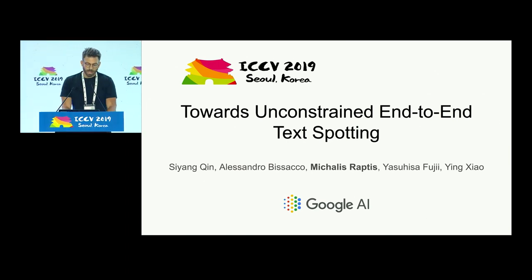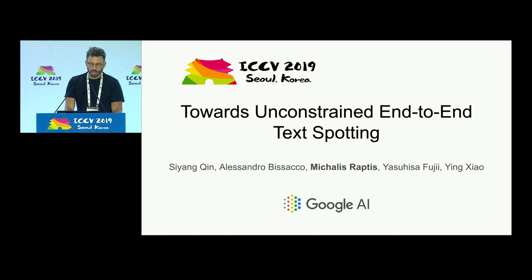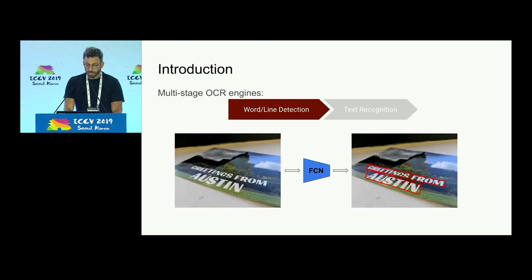Hey all, my name is Michalis Raptis, and I will present my team's work on end-to-end text recognition. We introduce a system that handles the challenges of arbitrary text orientation and curvature. At first sight, text recognition in the wild seems simple. Just detect text with an object detector and then parse it with an OCR system.